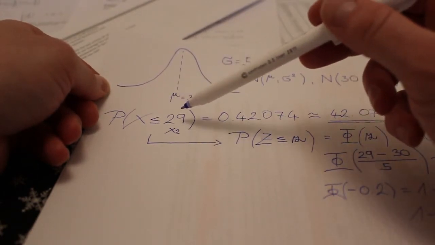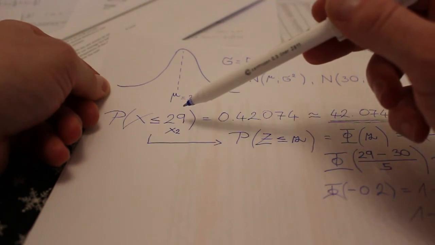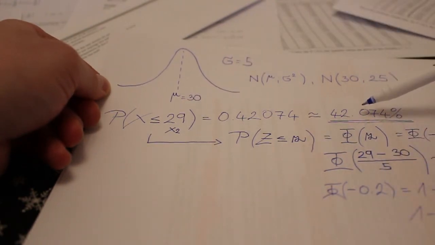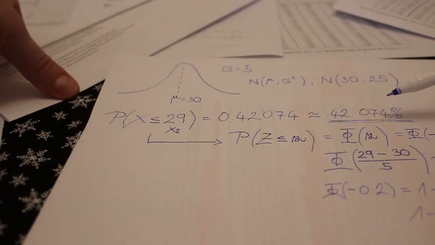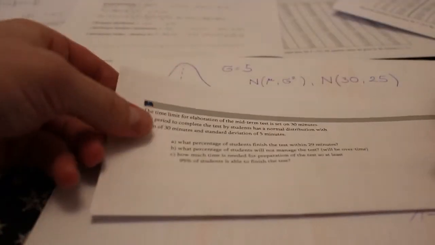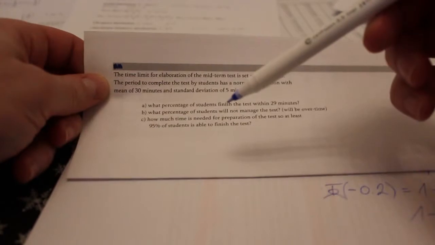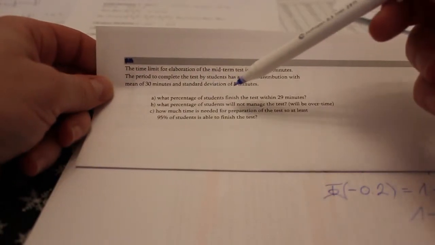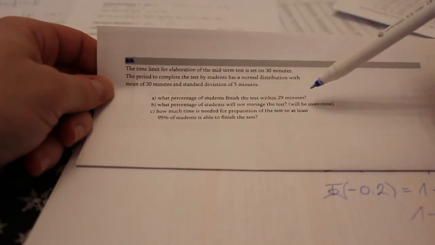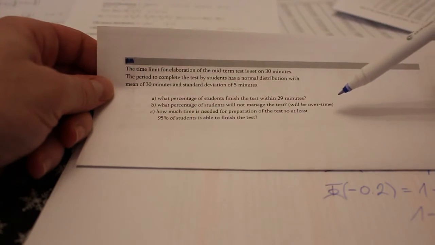So this is the probability that random variable x, the time necessary for the test writing, will be smaller or equal to 29 minutes. The probability is equal to 42.074%. We will continue: what percentage of students will not manage the test, will be overtime.